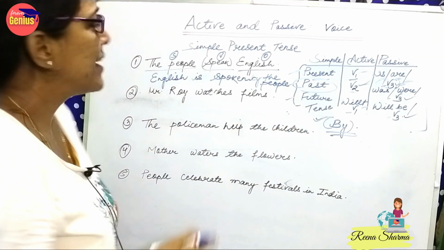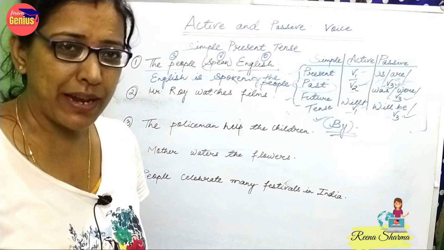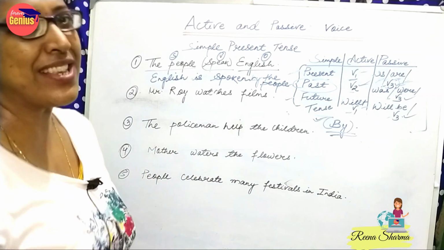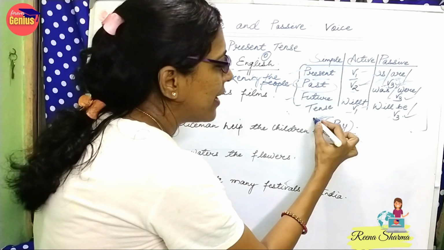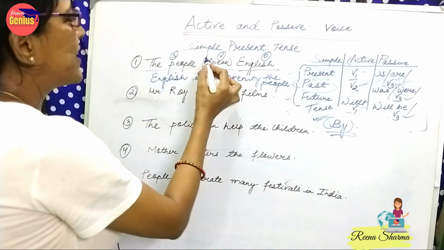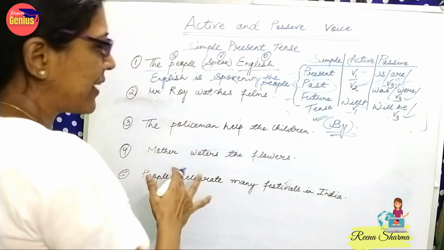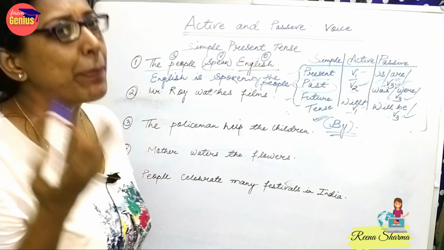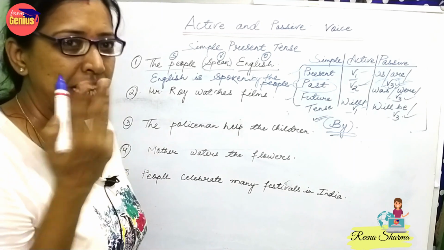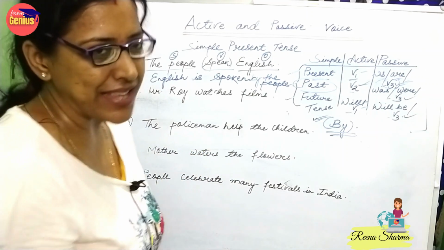So students, is the meaning coming now? English is spoken by the people? Yes ma'am. Now it is extremely easy. So remember the trick. We have to add by to it and just change the verb into the third form and then just interchange the places. Three simple tricks to remember in order to change active voice into passive voice.